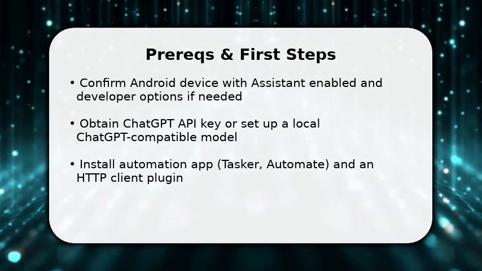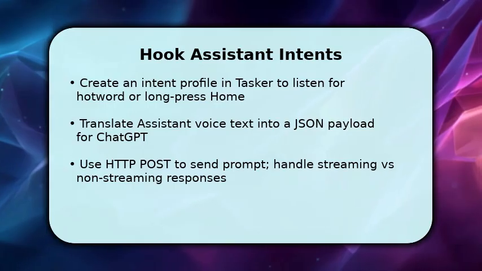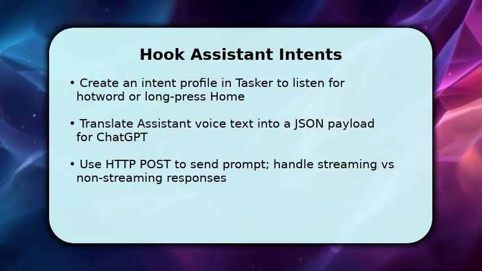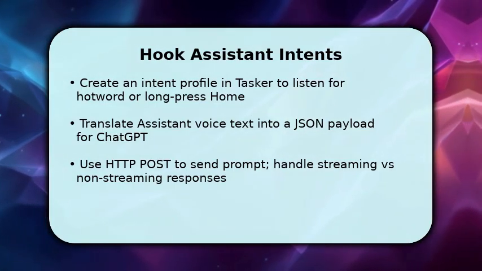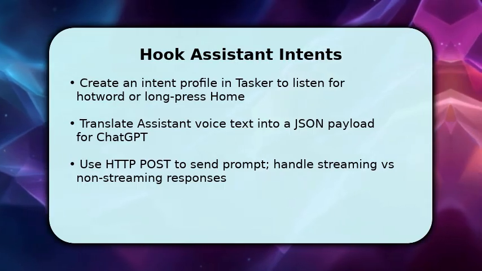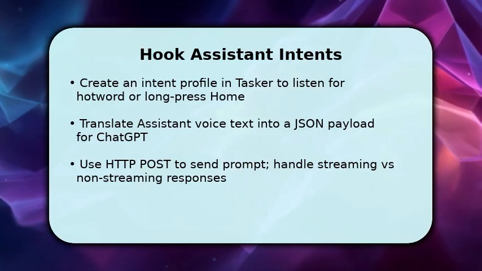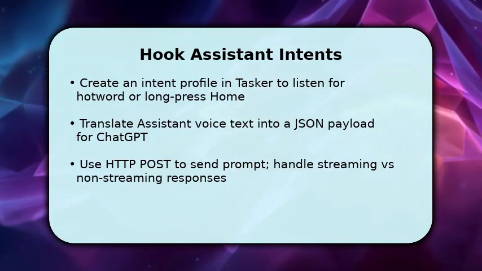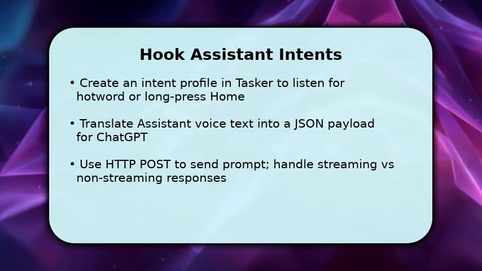Next, capture the trigger and route it to ChatGPT. Set Tasker to listen for the assistant hotkey, hot word, or long press home and convert spoken text to a prompt. Then format a JSON payload matching ChatGPT API requirements and choose streaming if you want incremental replies. Configure headers, rate limits, and retries inside the HTTP action.